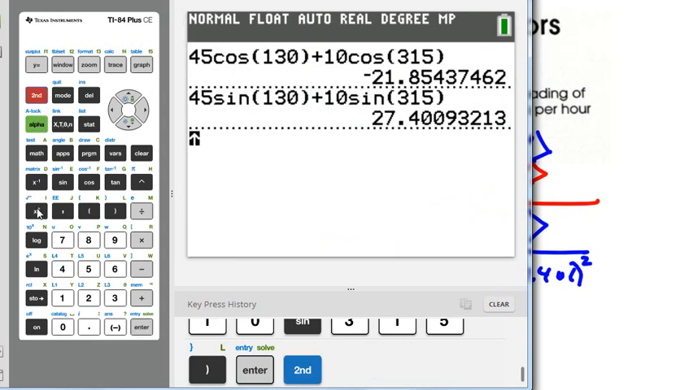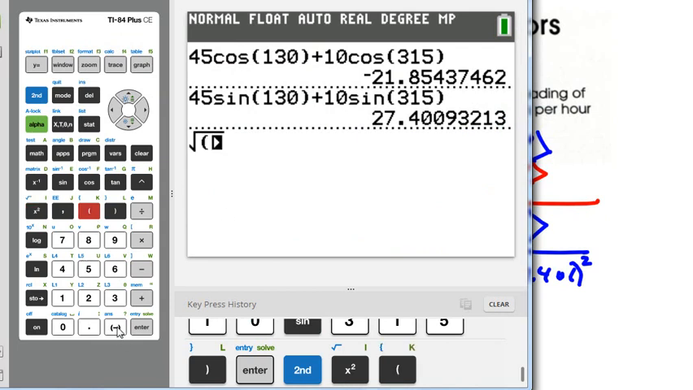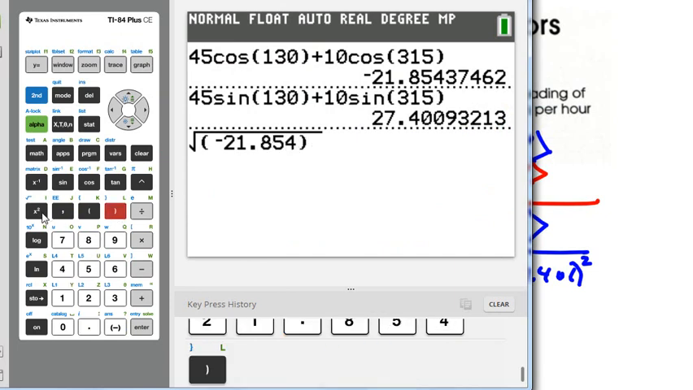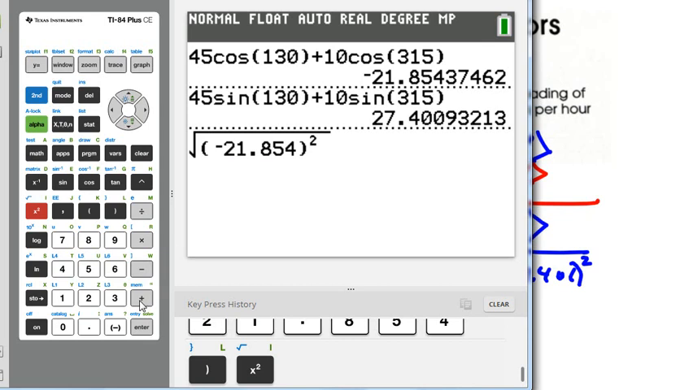So second, we're going to take this negative 21.854 and square it. Now one thing you can do, it's going to be positive, so without the parentheses you can just put the positive and square it. That would take care of it too.